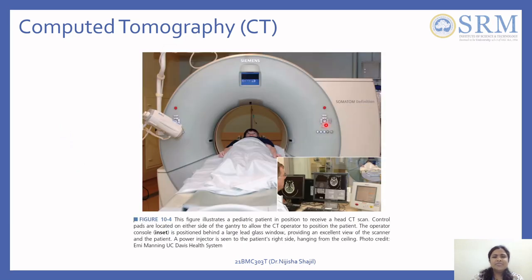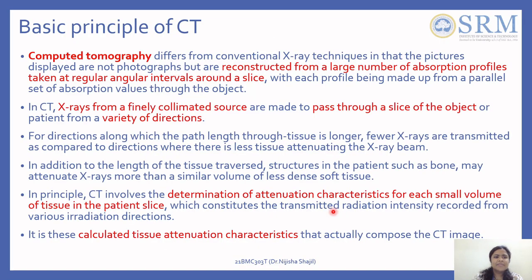This is how a CT machine looks. It is in a donut shape. Why? Because the tube and the detector have to rotate around. Then you have a console outside where you get the images, reconstruct them, and see them on the computer. So it is fully digital only. There is no film developing, no concept like that.